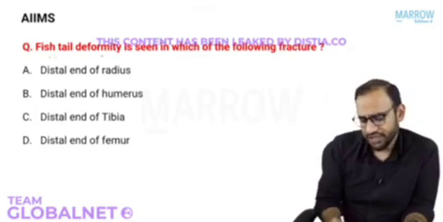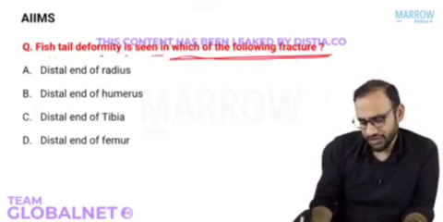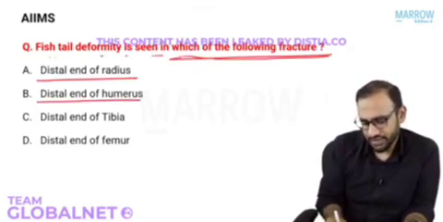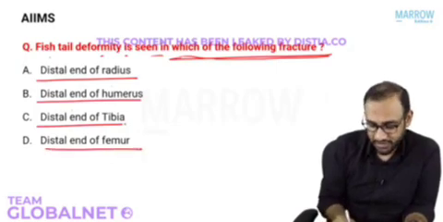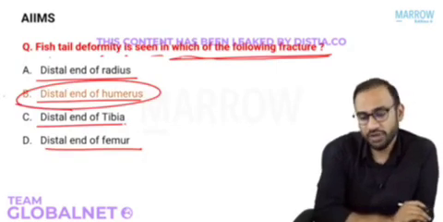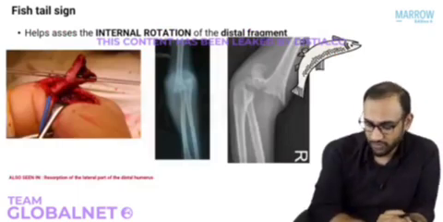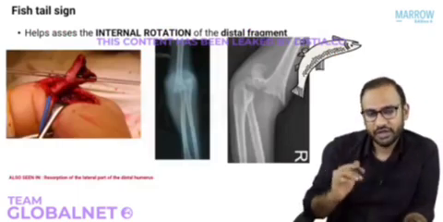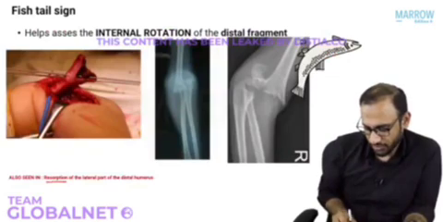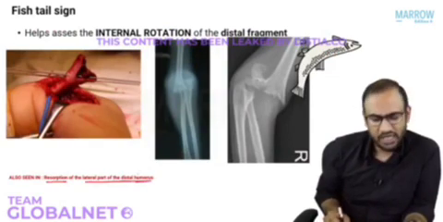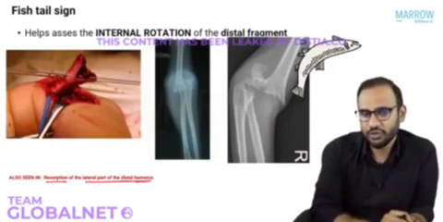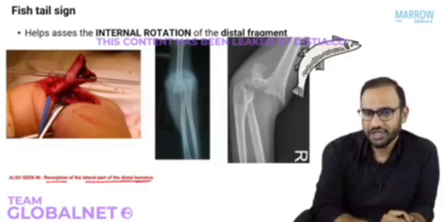Now, AIIMS question: fishtail deformity seen in which of the following fractures? Distal of the radius, distal of the humerus, distal of the tibia, distal of the femur. You know the answer is distal of the humerus, and you know the most important cause is supracondylar humerus fracture because of the internal rotation or displacement of the fracture. And also one of the rare causes of fishtail deformity is a resorption of the lateral part of the distal humerus. Either way, the cause is at the distal humerus, which can present as a fishtail deformity.